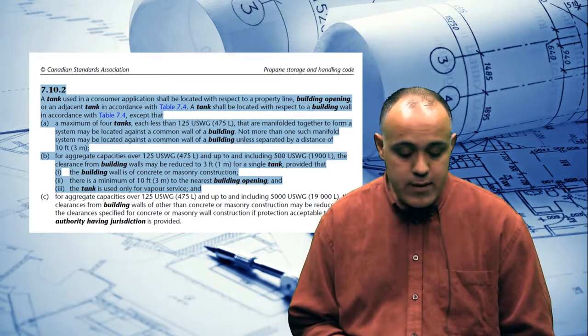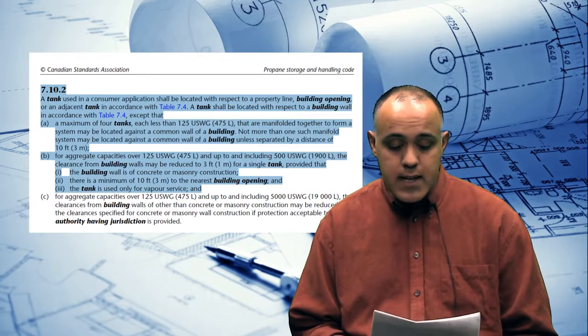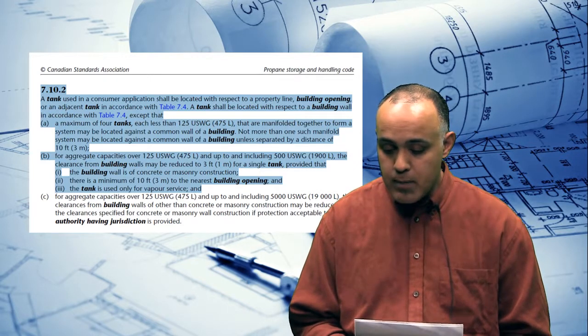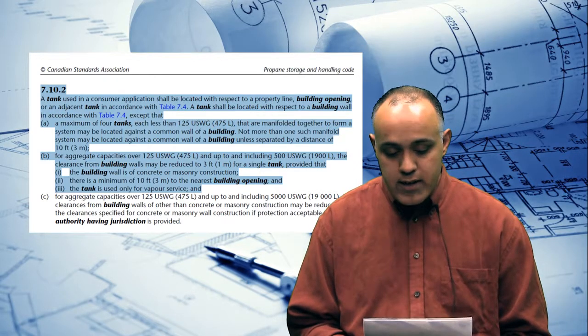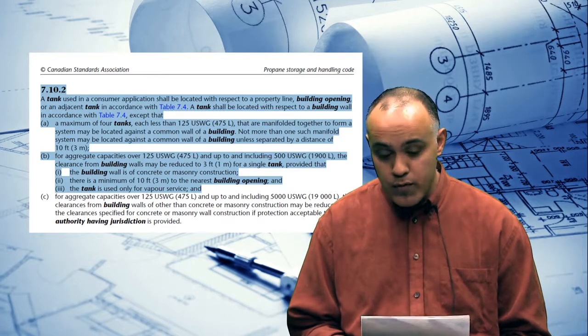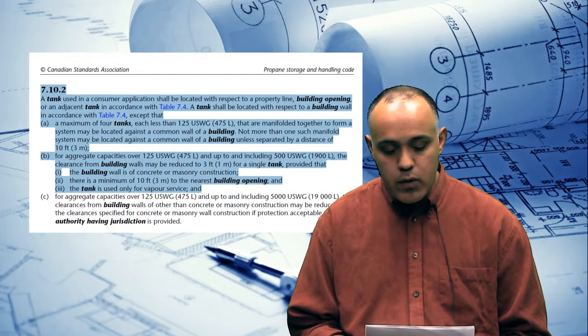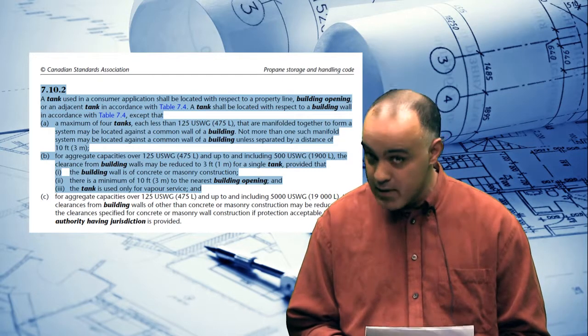Okay. Section 7.10.2 states, a tank used in a consumer application shall be located with respect to a property line, building opening, or an adjacent tank in accordance with Table 7.4. A tank shall be located with respect to a building wall in accordance with Table 7.4, except that.